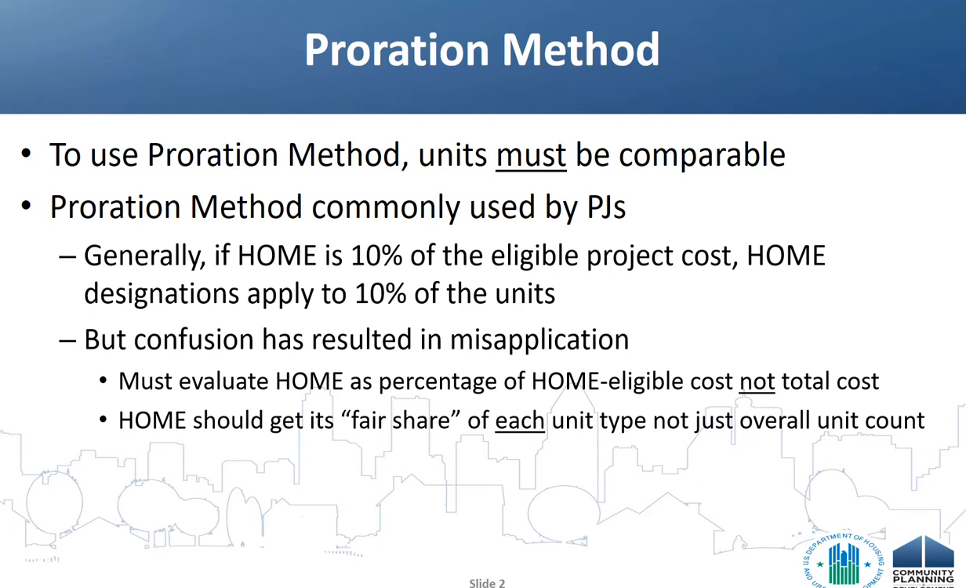One common error has been to look at home as a percentage of the total project cost, rather than as a percentage of the home-eligible project cost as HUD requires. Doing that has sometimes resulted in projects with too few home units, which is a significant compliance issue. Additionally, the proration method works to ensure that the home program is getting its fair share of each unit type, not just of the total count of units in the project. That's another way we've seen some issues in the past.